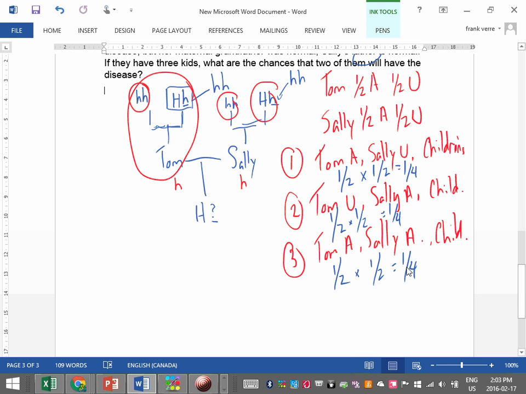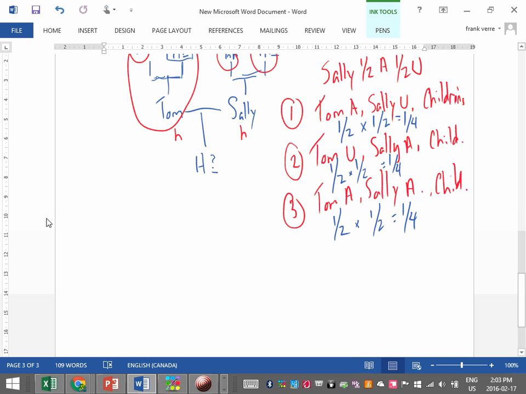Now, let's go back to sequence 1. All we've done right now is figure out the odds that Tom is affected and Sally is not, or Tom is normal and Sally is affected, or both Tom and Sally are affected, right? So let's look at sequence 1. Sequence 1, Tom is affected, Sally is unaffected. We said that is a 1/4 chance of happening, right?